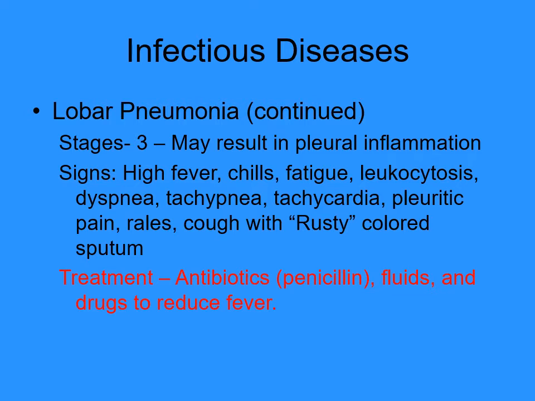Signs are high fever, chills, fatigue, leukocytosis, dyspnea, tachypnea. So dyspnea is difficulty breathing, tachypnea is rapid breathing, and tachycardia, rapid heart rate. Pleuritic pain, rales, cough with rusty colored sputum. Treatment: antibiotics, penicillin, fluids, and drugs to reduce fever.